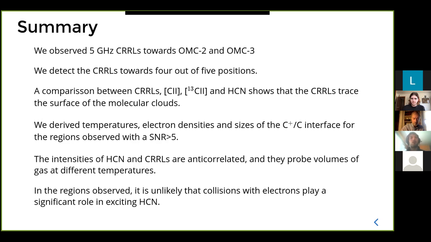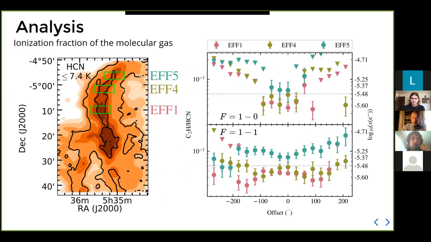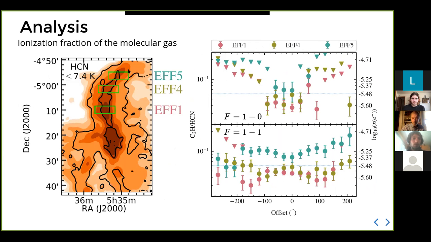I didn't do the calculations explicitly. That's a very interesting question. I know that at least towards this position, the ionization from the OB stars in NGC 1977 would be enough to provide enough ionizing photons to keep carbon ionized down to here. I imagine that holds for the other regions.